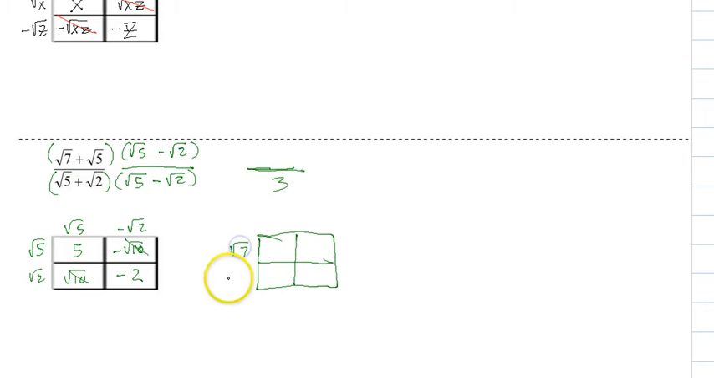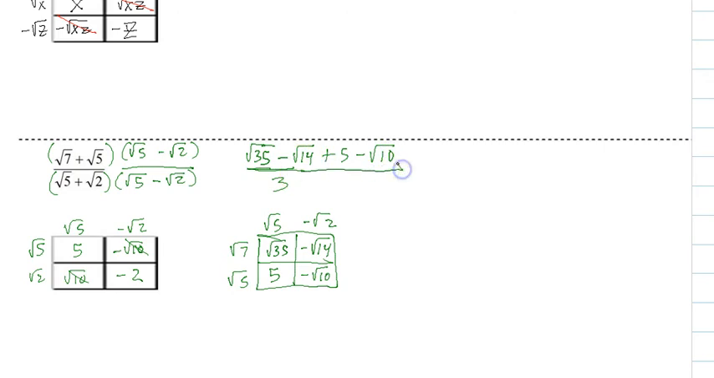So square root of 7, square root of 5, square root of 5, minus square root of 2. So that would be 35 minus 14. That would be 5, and minus radical 10. No like terms, no pairs to simplify. So we get square root of 35 minus square root of 14 plus 5 minus square root of 10. And that is the final answer.